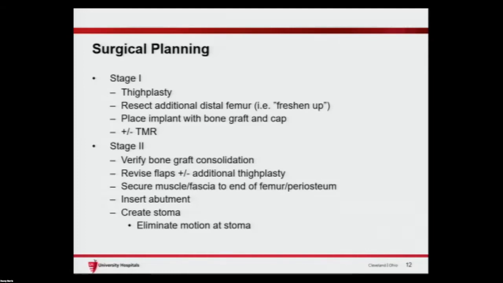The abutment, which is the portion I'll show you here in a minute, is the portion that comes out of the stoma to then attach to the implants, and it is inserted. You create the stoma, and you try to eliminate motion at that site. At the end of that procedure, it's typically 3 months before we're allowing them to go full weight bearing. And we'll go over a little bit of the postoperative rehab here in a minute.